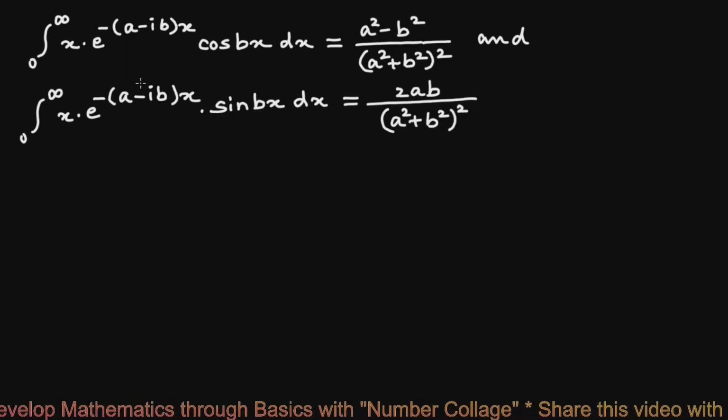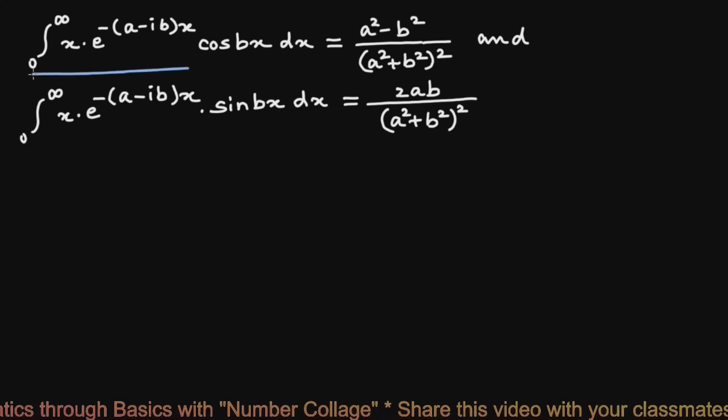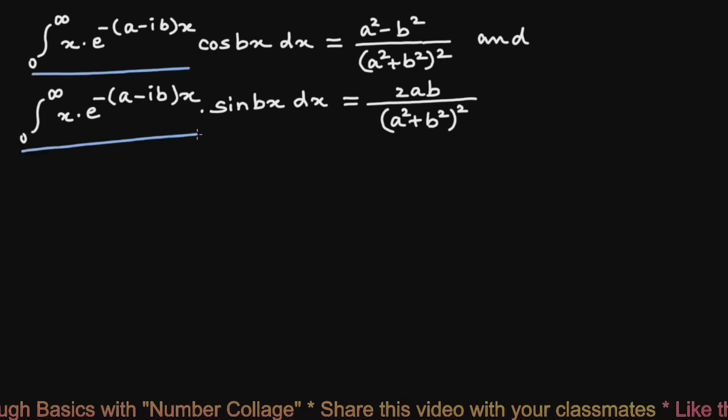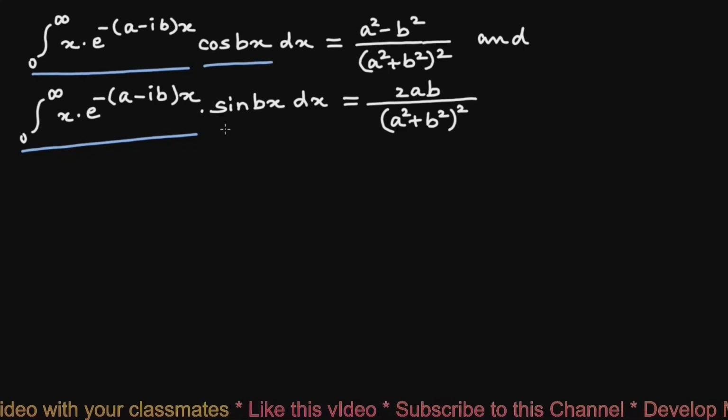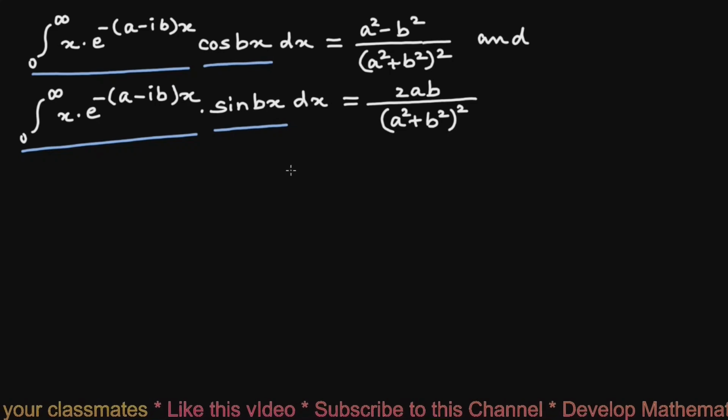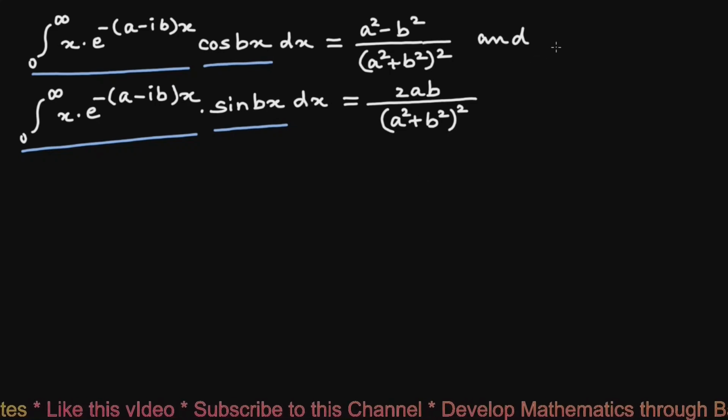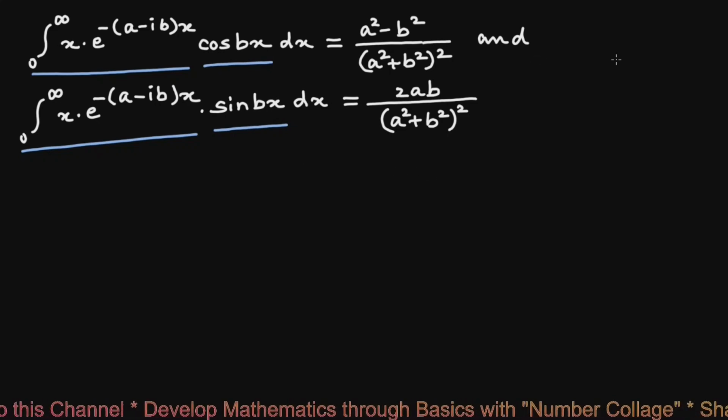If we observe the integrals, we find that these two integrals are similar to the gamma function, and since there are cos bx and sin bx in the integrals, we have to make use of concepts of complex numbers.